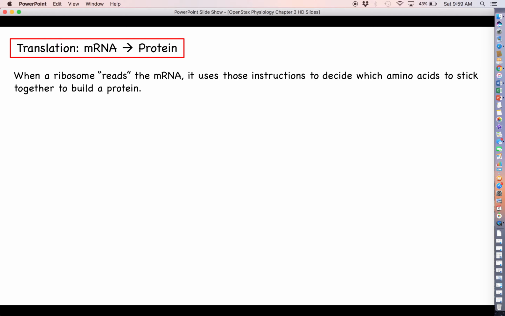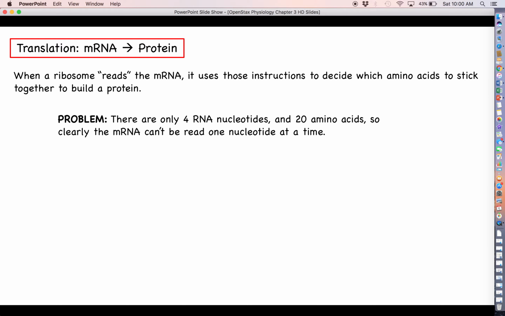So basically all those dehydration synthesis reactions we need to build a protein and to make a long polypeptide, all those reactions are catalyzed by the ribosome itself. But here's the problem with the messenger RNA transcript. There are 20 different amino acids, as we learned at the end of chapter 2, but there are only 4 RNA nucleotides. So there's clearly no way that the messenger RNA gets read one nucleotide at a time.